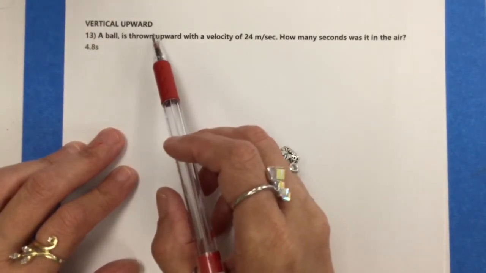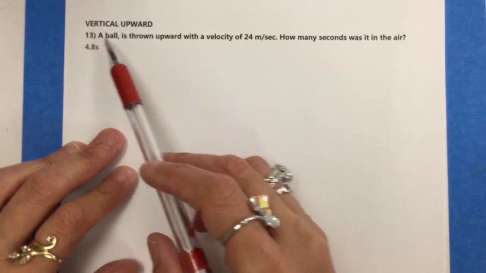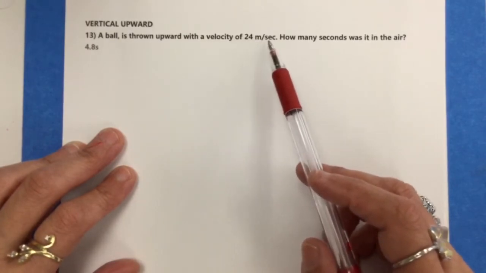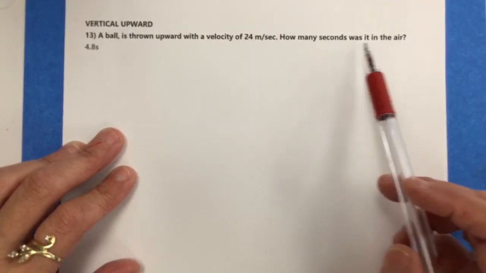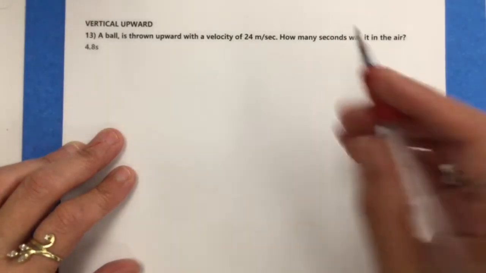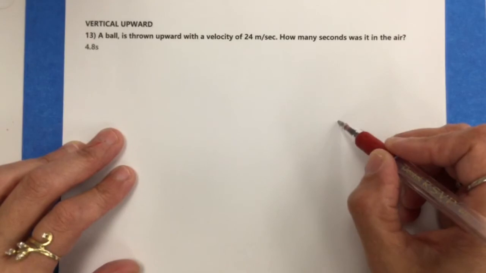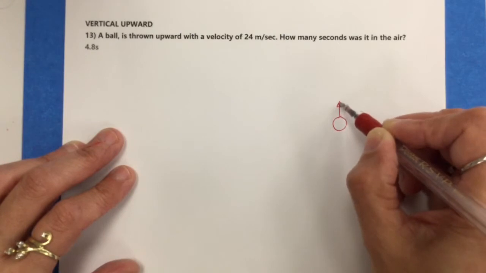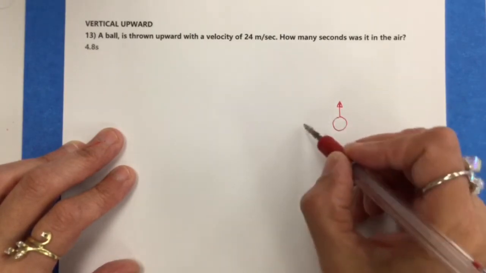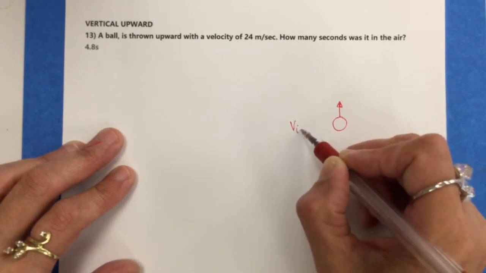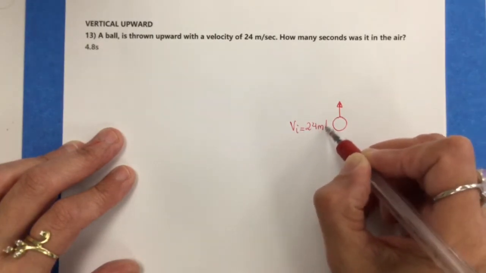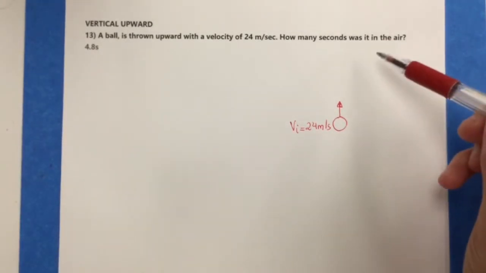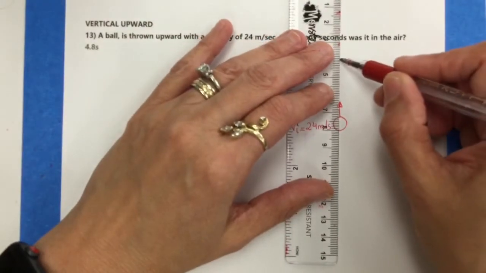Vertical upward motion, problem number 13. A ball is thrown upward with a velocity of 24 meters per second. How many seconds was it in the air? So again, we are going to sketch this problem. Here is a ball that is going to be thrown upward with an initial velocity of 24 meters per second, and it is asking how many seconds it was in the air. So we are going to complete this diagram.